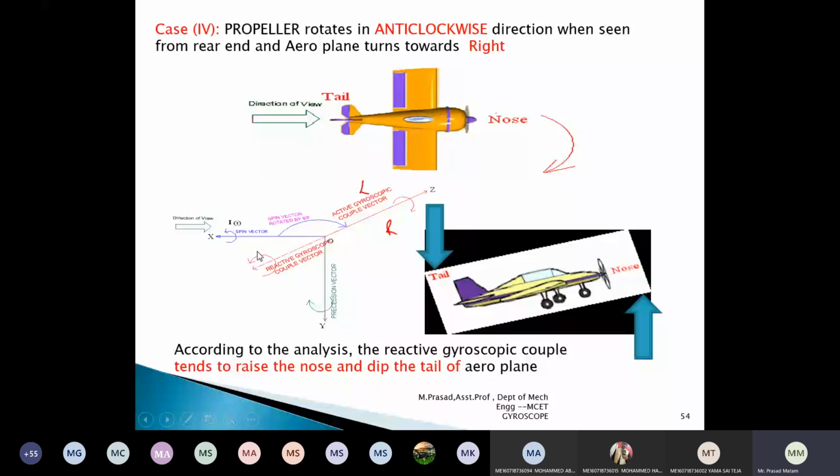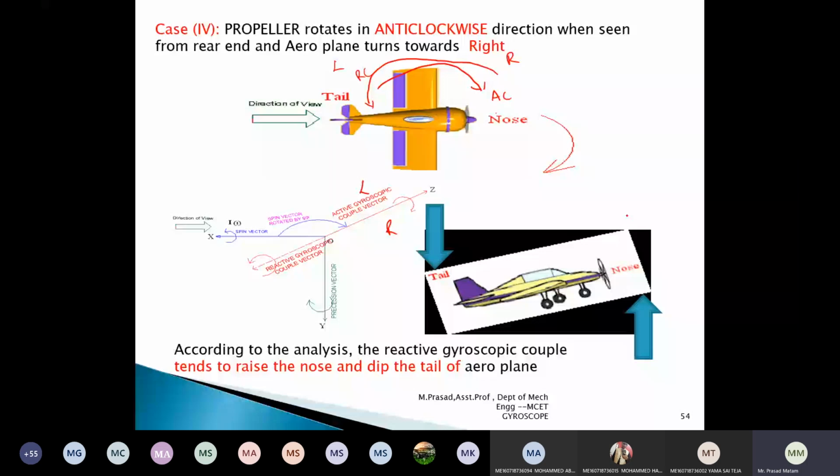So applying this, active couple is moving from left side to right side. This is active couple. Similarly, how is the reactive couple moving? It is moving from right side to the left side. This is the right side portion. This is the left side portion. So I am showing only the reactive couple here. Reactive couple is trying to move from right side to left side.